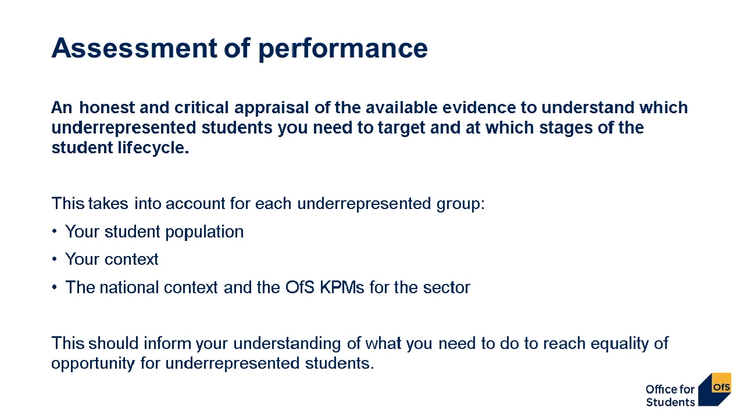You should also consider your own student population within the national context. So that means understanding, for instance, how does your work align with the OFS key performance measures? What is your role with making progress against these within the sector? Things like identifying issues nationally with these underrepresented groups. Are there other things you could do to collaborate across the sector to address these issues and things like that? So your assessment of performance should help you understand what you need to do, both in terms of your aims and objectives within your plan and in terms of the interventions that you put in place to reach equality of opportunity for underrepresented students.